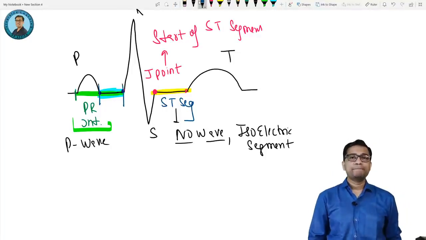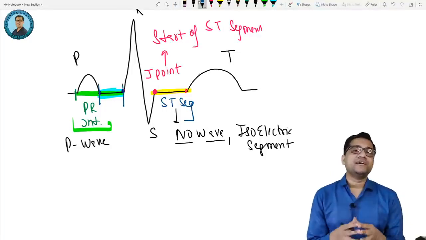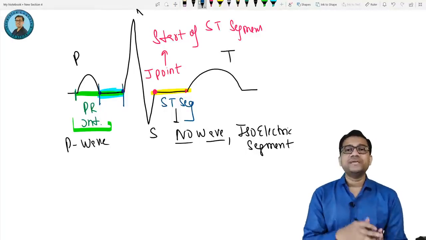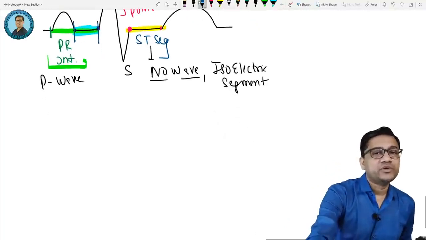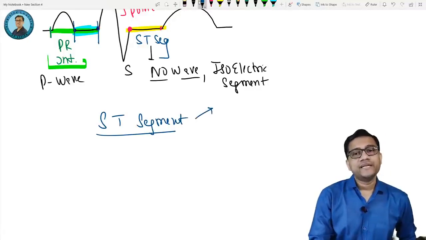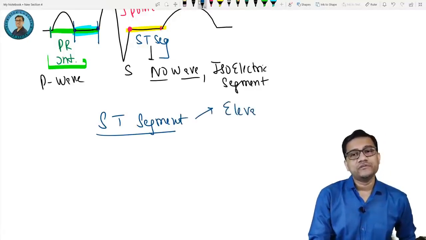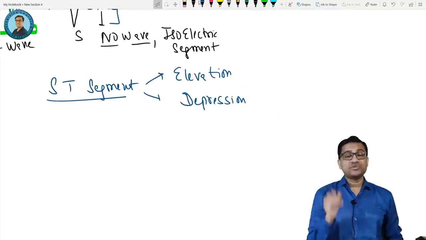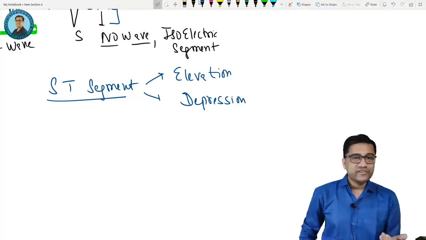Fine. Now this ST segment is a very, very important thing. Why? Because it moves in various conditions. Remember, either it shows an elevation or it shows a depression. Either it goes up or down. In this world, people either go up or go down. So that's why it either shows elevation or depression.